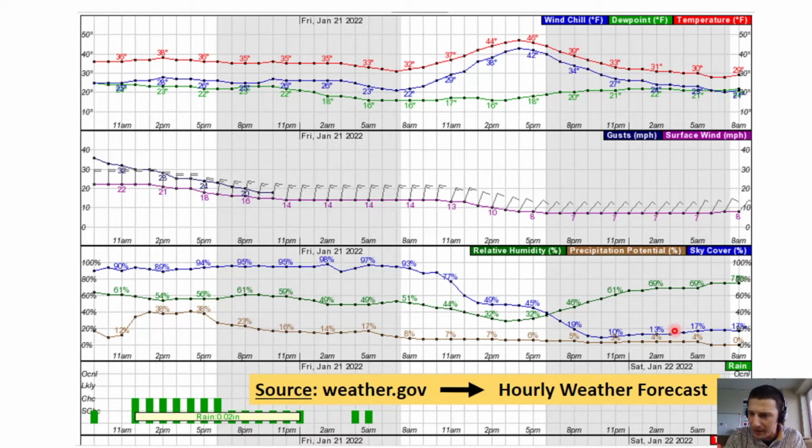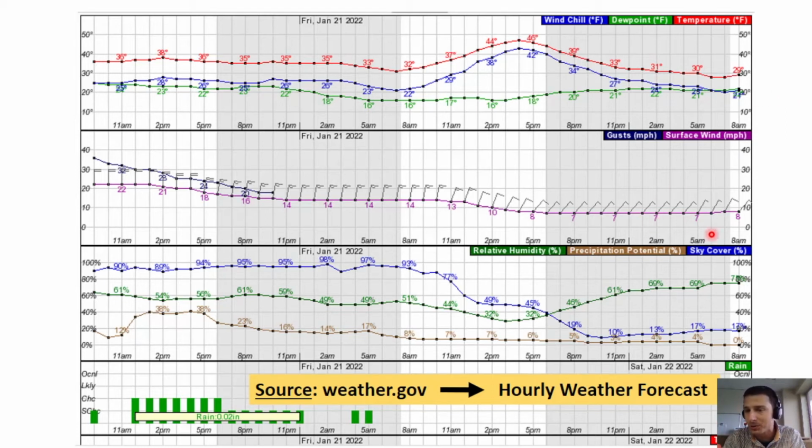We go down to sky cover. Oh, sky cover, the cloud cover has really dropped off, about 15, 17%. So we're going to have mostly open, clear skies. So does this really add up to a radiative freeze event? And one thing I didn't tell you earlier is that the definition of a radiative freeze event is wind speeds less than 4 miles per hour.